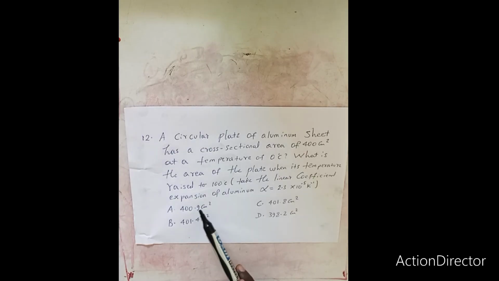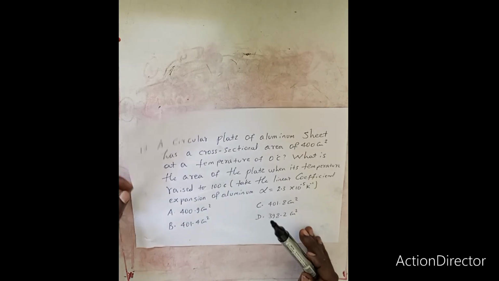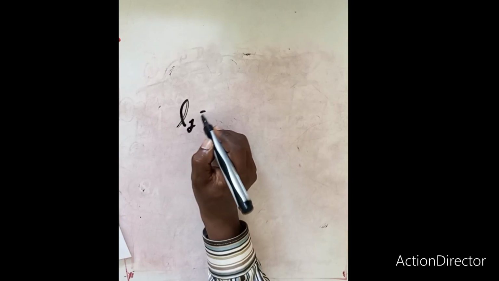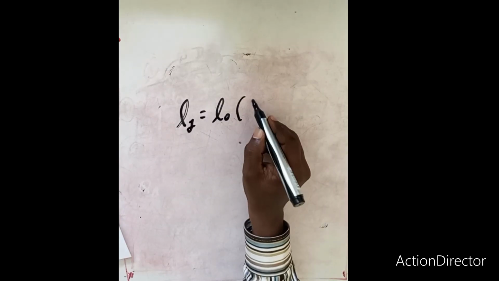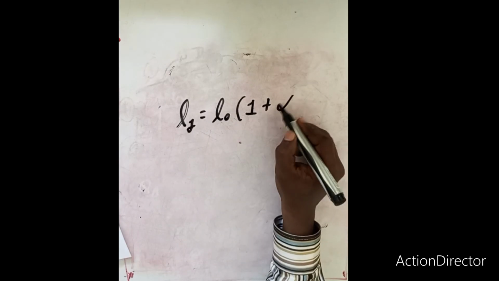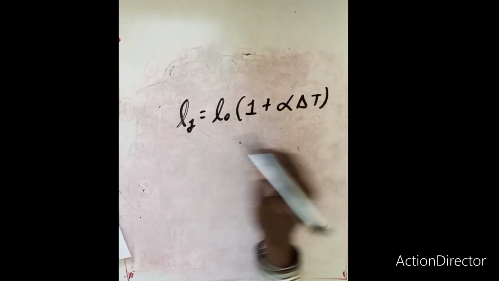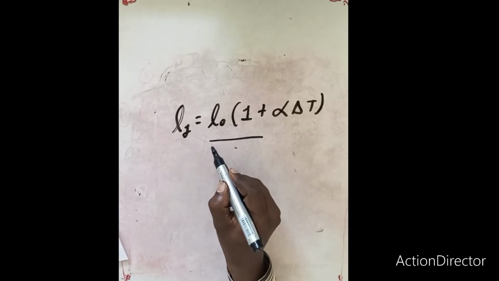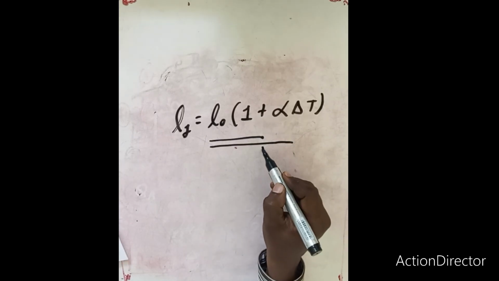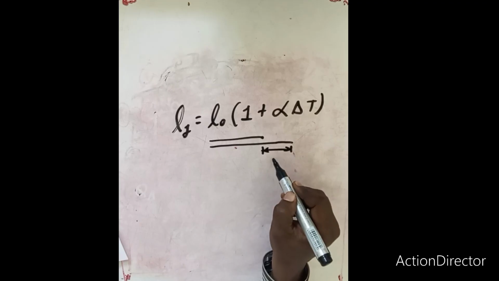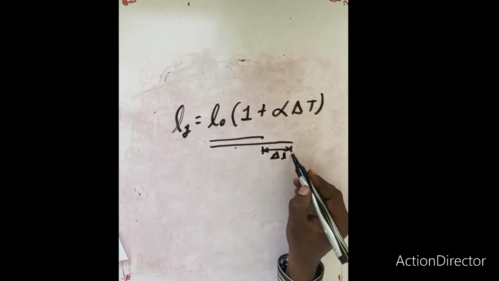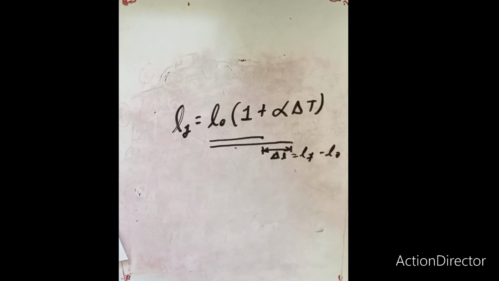Now let's do this question. This has A, B, C values. In linear expansion, L final is equal to L original times 1 plus alpha change in temperature. This is for linear expansion. We have the original length and the change in length, which is L final minus L original.